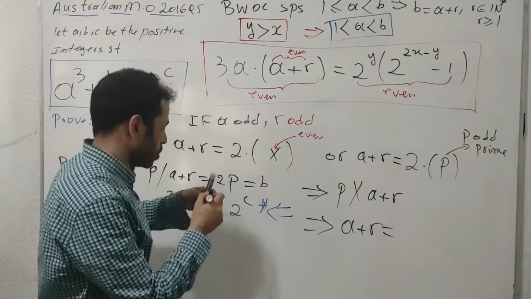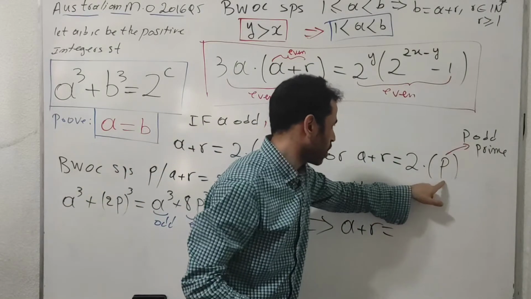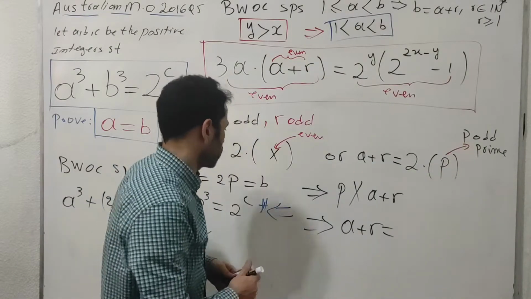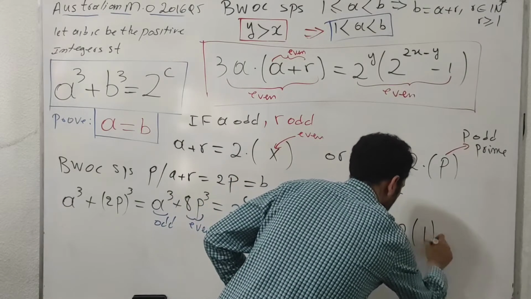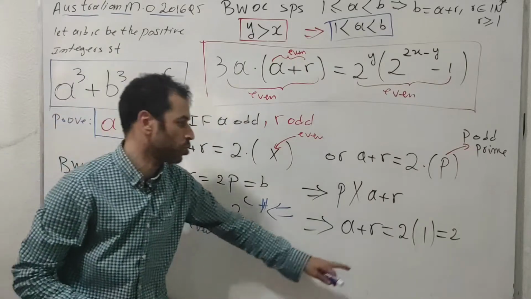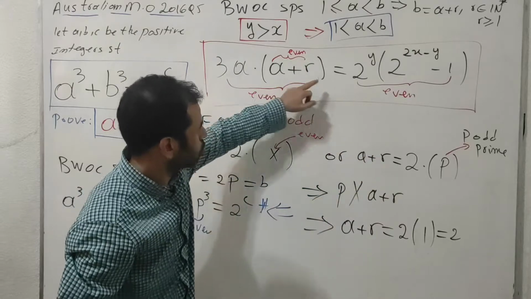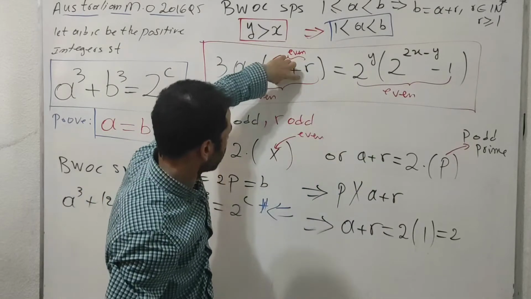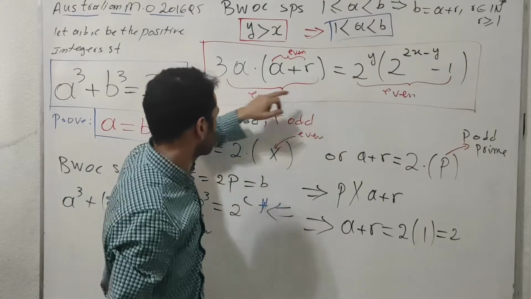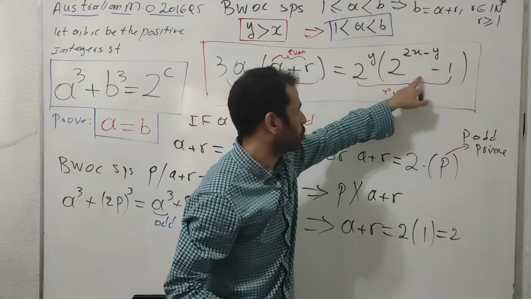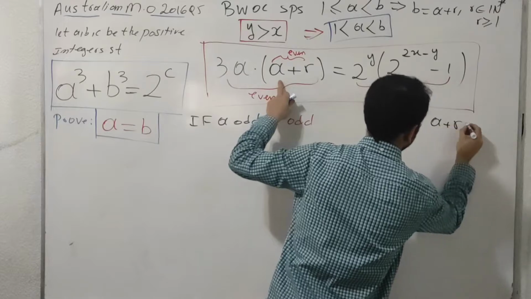Since a plus r is not multiplied by an even factor and is not multiplied by an odd prime factor, that means a plus r is multiplied by the number 1. So the sum of these two terms, a plus r, equals 2. Now since a plus r equals 2, I'm going to force this one to equal this one, so the whole value of this one is taking 2 to the y as a power. So we already found a plus r equals 2.